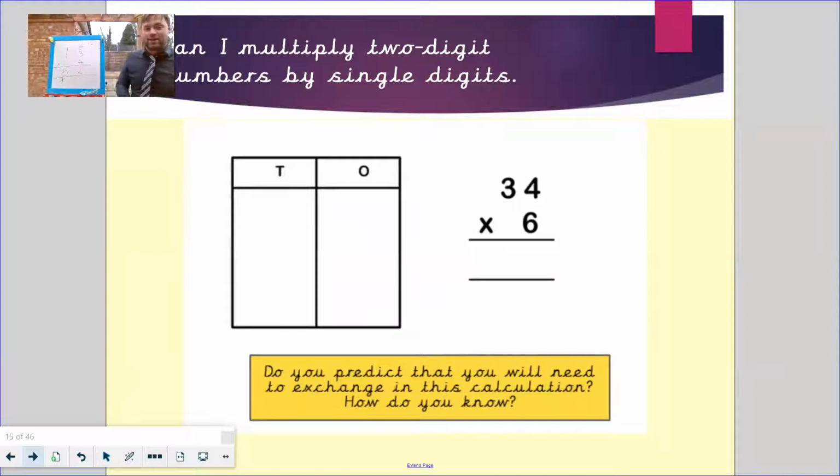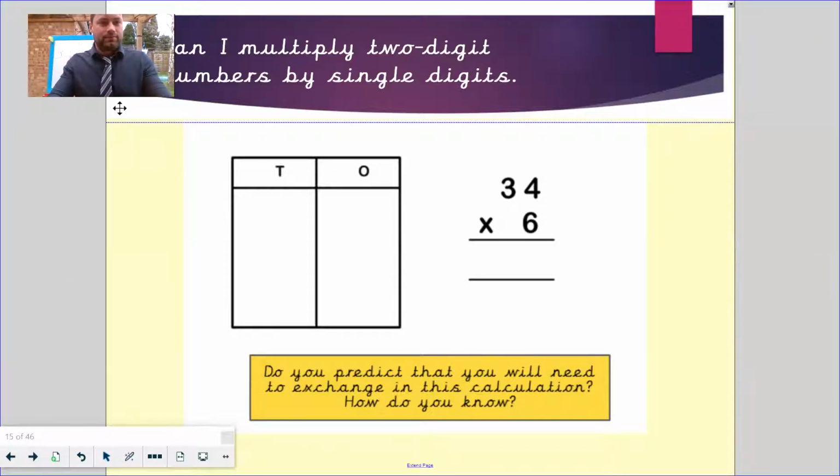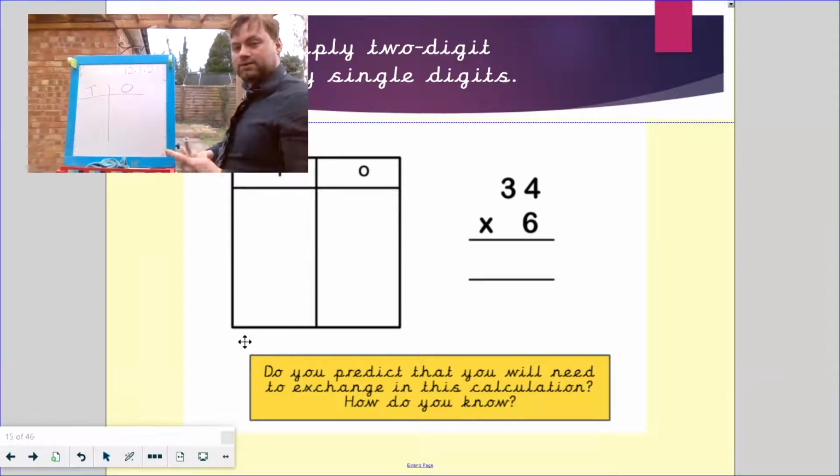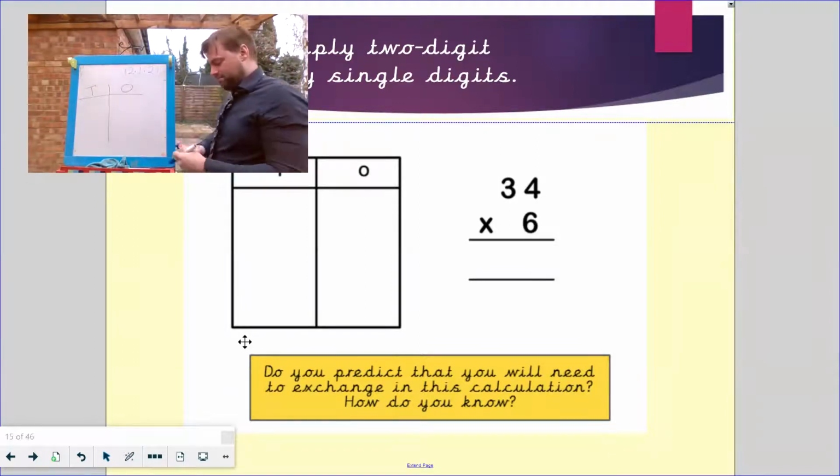So here we go. We've got another question here. We are going to do it again, but I would like you to predict what you need to exchange in this calculation. So if you were to look at this in pictorial format, again, I'll make my screen just a bit bigger. So we've got 34 multiplied by 6.